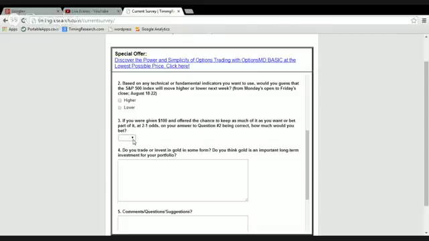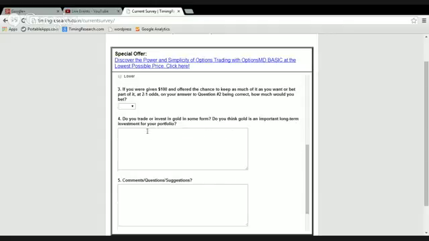Question 3 gauges your confidence in your answer to question 2. So it's in the form of a hypothetical bet. If you had $100, how much would you bet that your answer to number 2 would be correct?